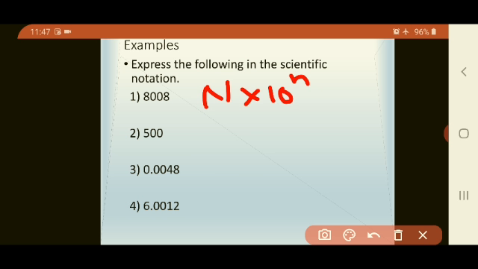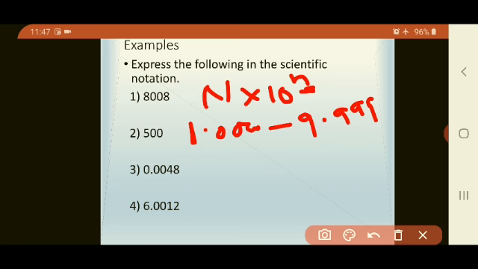Now small n is called the power or exponent. Okay, so let us see this. Here the number is given as 8008, which is a 4-digit number, but we have to write it in which form? 1.000 to 9.999. Is it in the same form? No. So how to convert this?